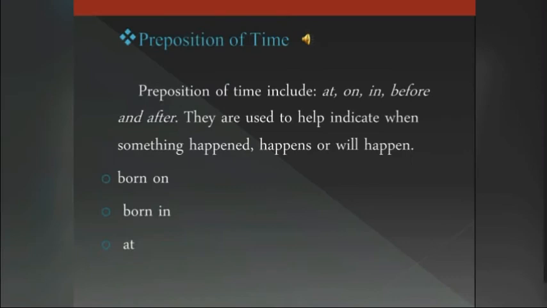Preposition of time. Prepositions of time include at, on, in, before, and after. They are used to help indicate when something happens or will happen. For example, I was born on July 4th, 1980.